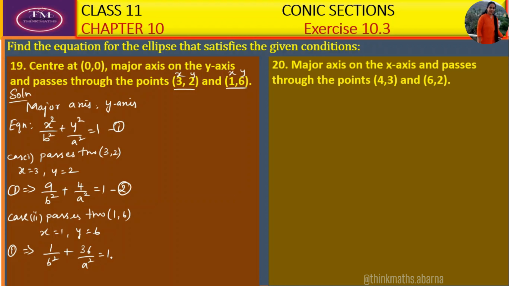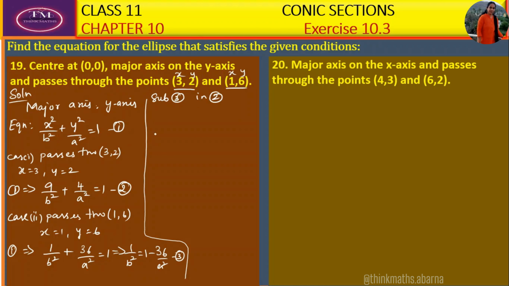So from this what we can do? We can find out 1 by b square. So 1 by b square will be 1 minus 36 by a square. Let us keep this as 3. I am going to substitute this 3 in 2. So substituting 3 in 2.